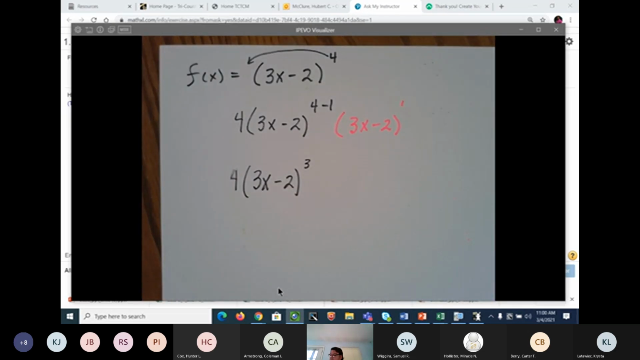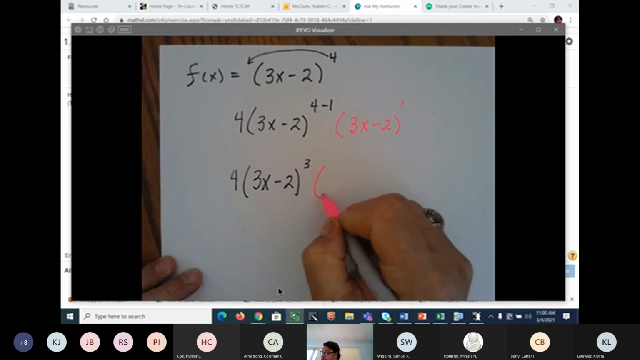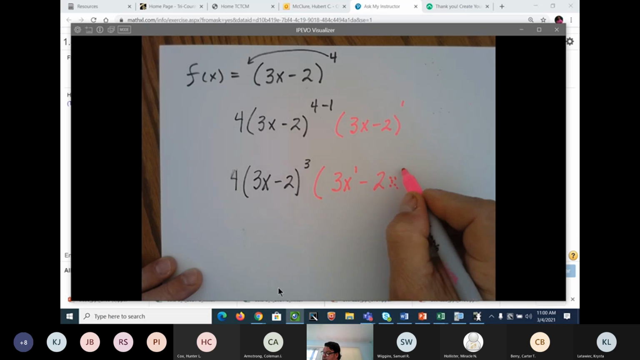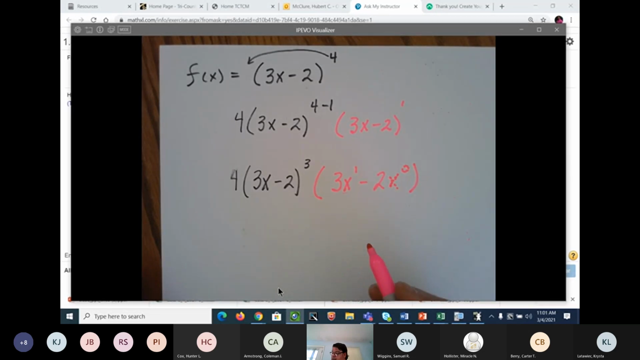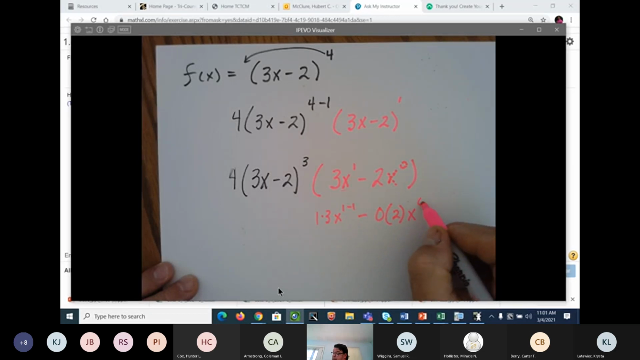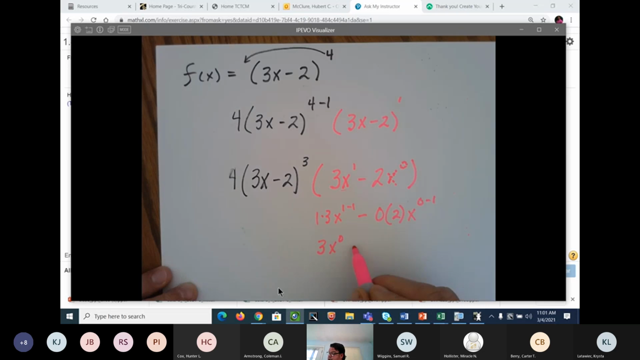And then I'm going to rewrite this as 3x to the first power minus 2x to the what? 0 power. And take the derivative of each of those terms. Well, I'm going to do that. 1 times 3, x to the 1 minus 1, minus 0 times 2, x to the 0 minus 1. 1 times 3 is 3, x to the 0 minus 0 times x to the negative 1. And what happens to 0 times x to the negative 1? It goes out. And what's 3 times 1?